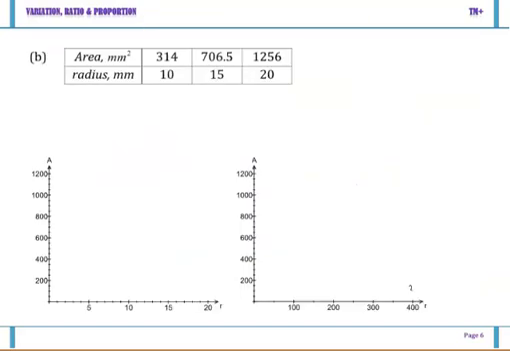Next, area in millimetres squared, radius in metres. Again, that's my dependent variable, that's my independent variable. Go ahead and draw your graphs. So you've got 10 and 314, which is about there, 15 and 706, which might be about there, 20 and 1256. Again, you can see that this is a curve that can start here.